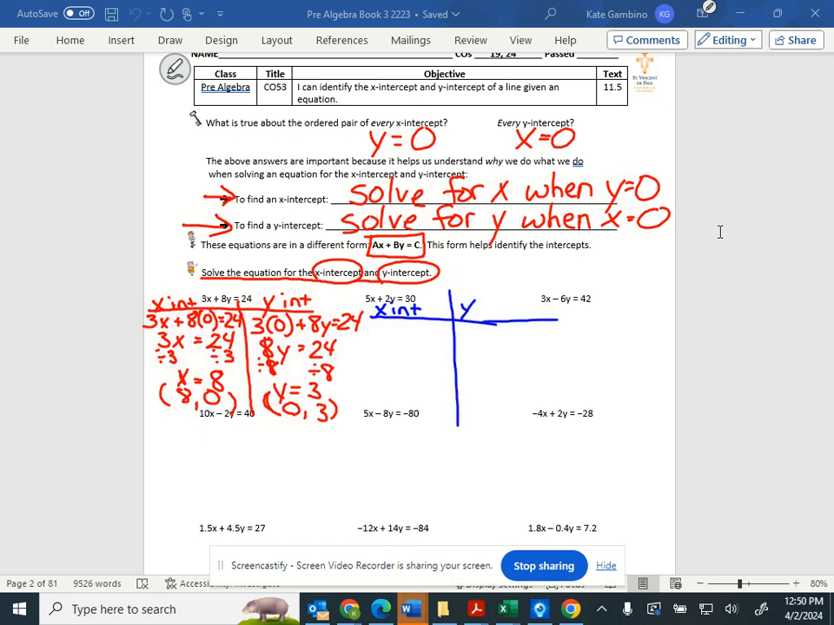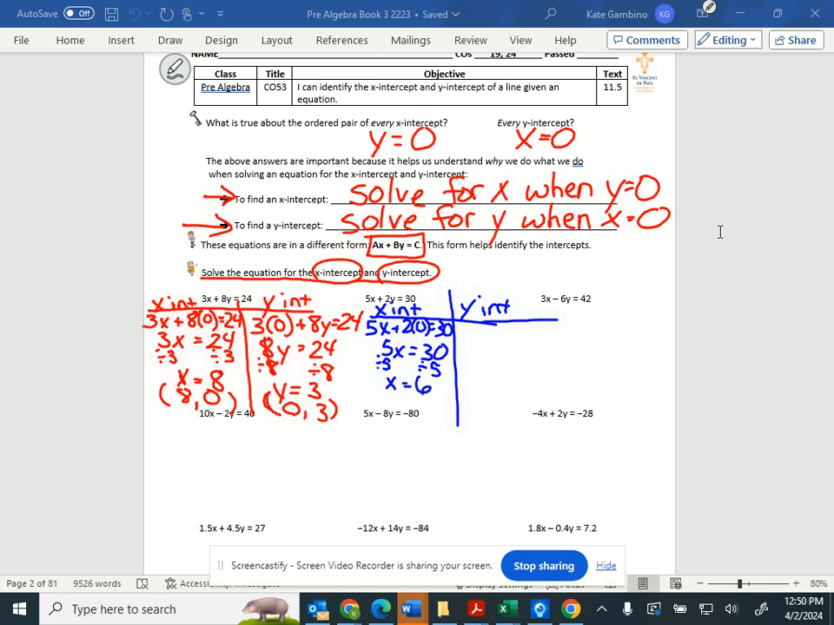What would my equation be for the x-intercept? Lauren: 5x plus 2 times 0 equals 30. We know 2 times 0 is 0, so we have 5x equals 30. What do I have to do? Blakely: Divide by 5 on both sides. So I get x equals 6.